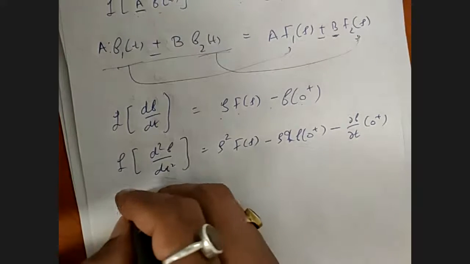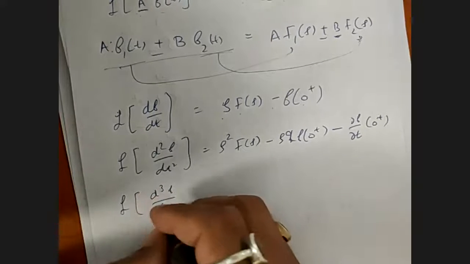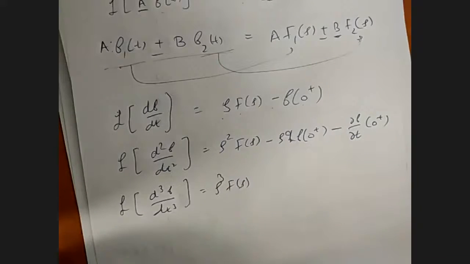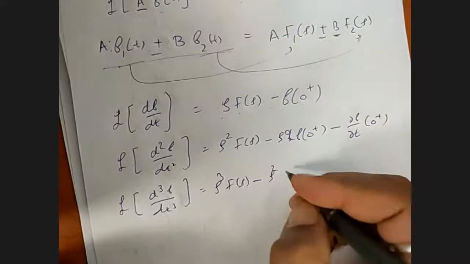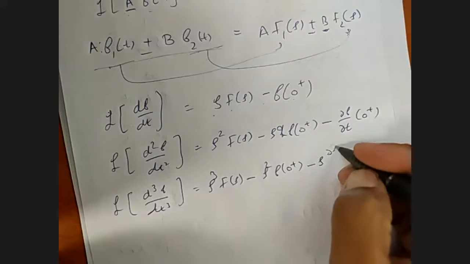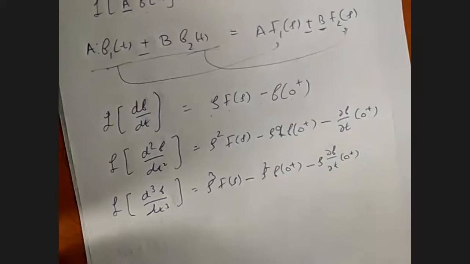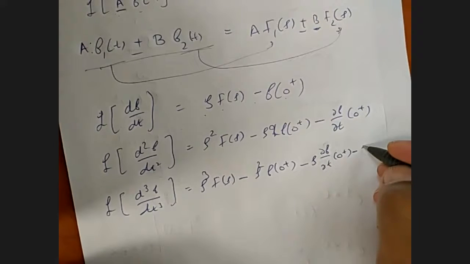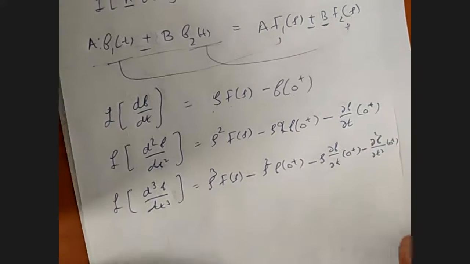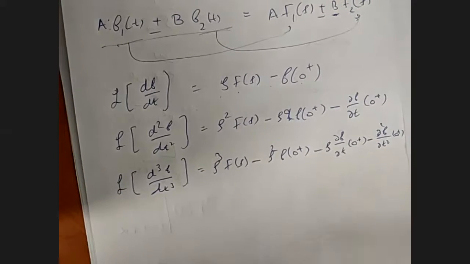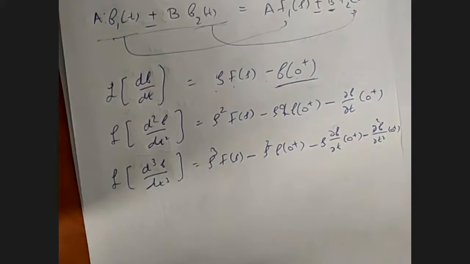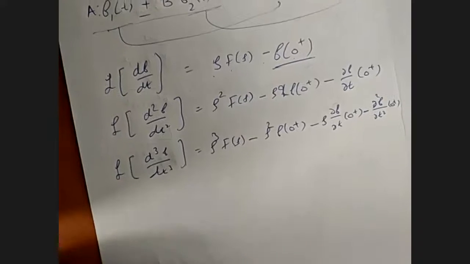If we are talking about the Laplace transform of d3f by dt3, it is simply s3 into F(s) minus s square into f(0+) minus s into del f by del t at 0+ minus del square f by del t square at 0+. Remember, 0+ means the response just after the system is made equal to 0.